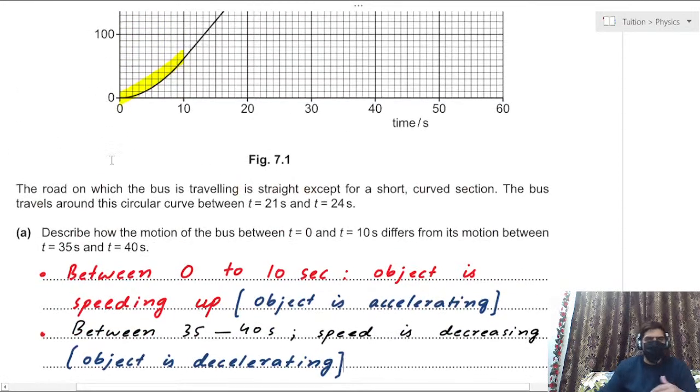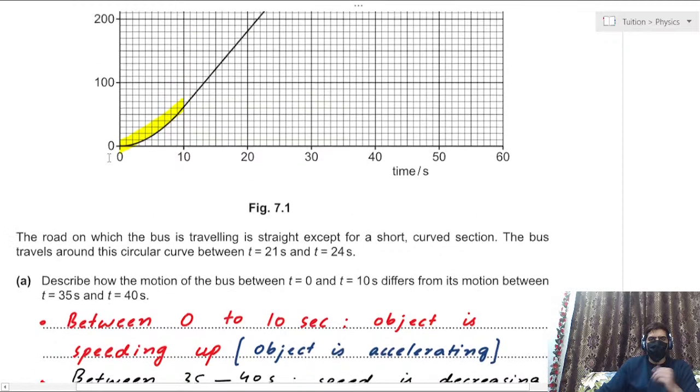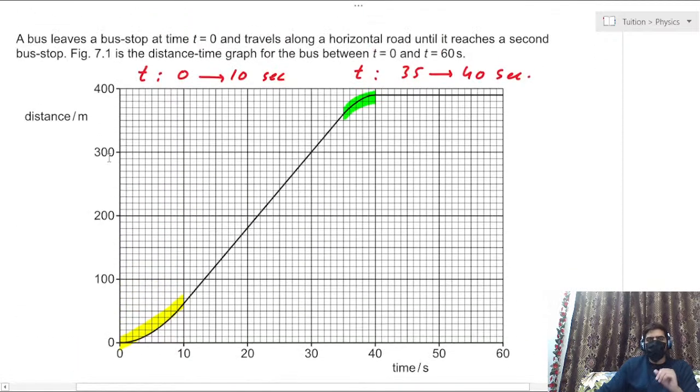And what is the other difference between these two stages? One other difference is that between 0 to 10 seconds, in that stage, the object starts from rest and then starts to speed up, hence it accelerates. However, at this stage the object was already speeding. Now it starts to slow down and eventually stops.